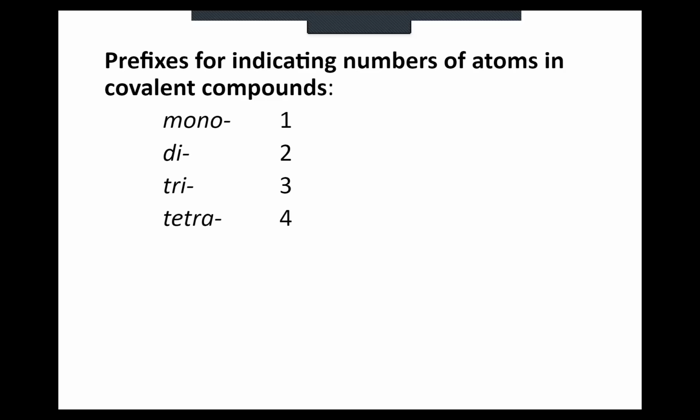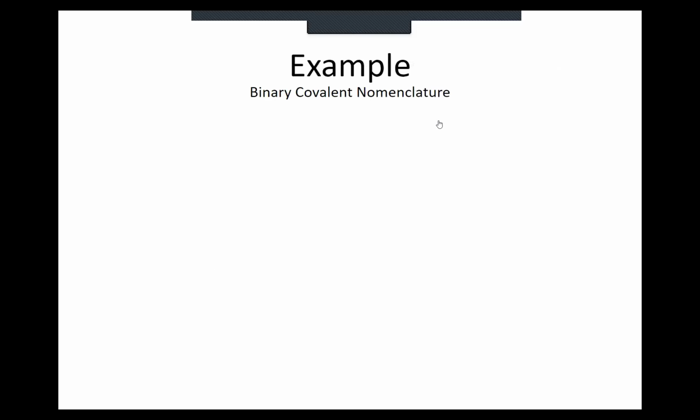Tetra means four. Penta is five, like a pentagon has five sides. A hexagon has six sides, so hexa is six. Hepta means seven. Octa means eight. And to be honest, you would rarely encounter prefixes other than this. There may be deca for 10. But these are the main prefixes that I do need you to know when naming covalent compounds.